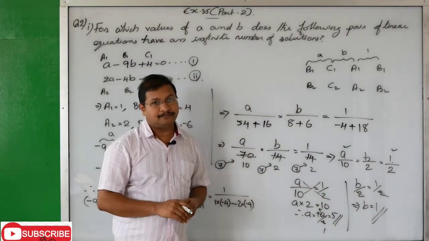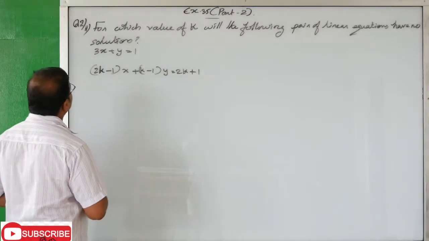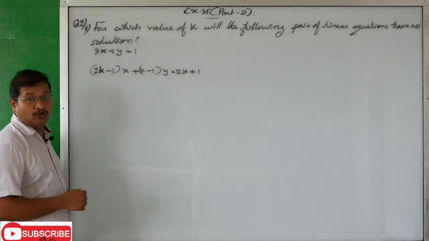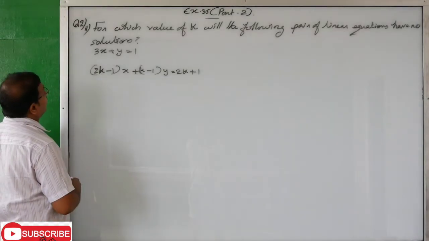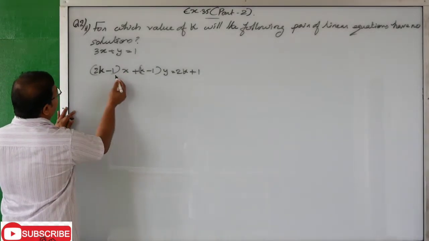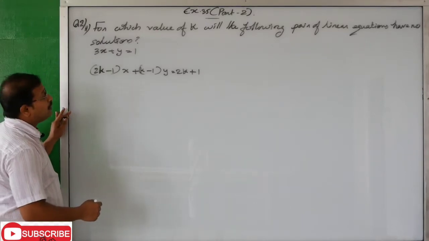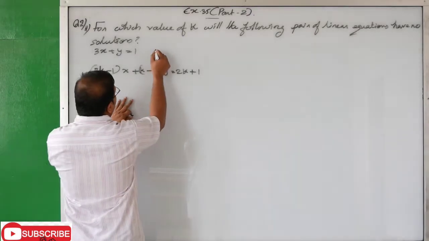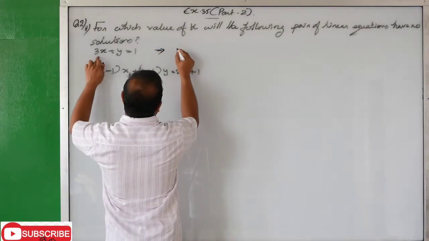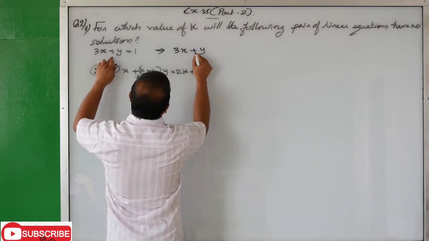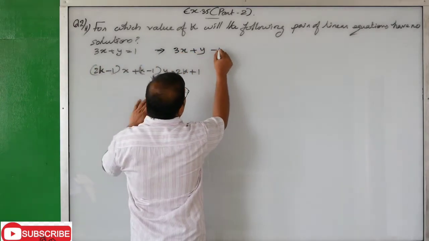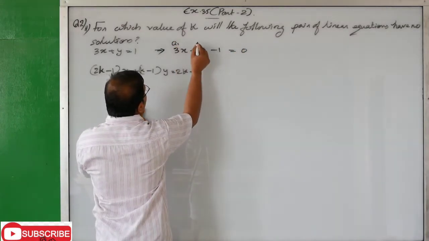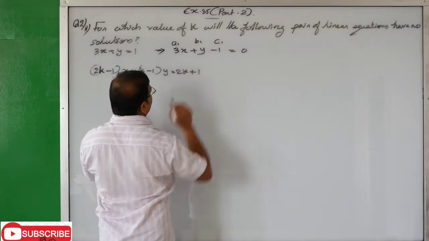Let's go to the next question. I'll read the second question. For which value of k will the following pair of linear equations have no solution? Of course the equations are given. 3x plus y equals 1. 2k minus 1 into x plus k minus 1 into y equals 2k plus 1. What you will do first? We will arrange the equation onto one side. 3x plus y minus 1 equal to 0, the 1 goes to the next side. From here we will find out the values of a1, b1, c1.